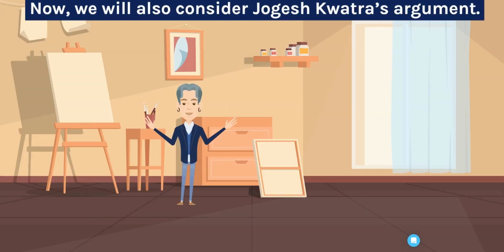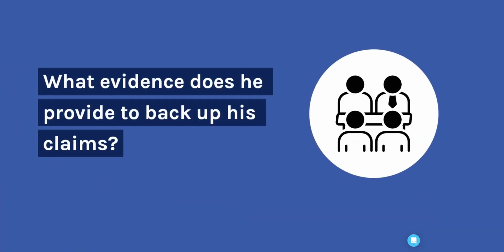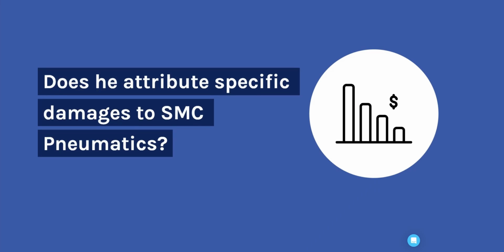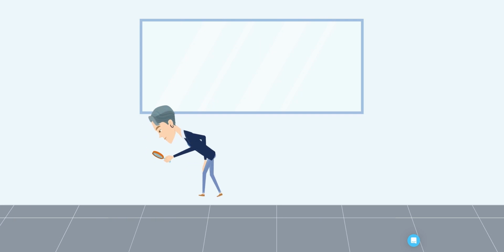Now, we will also consider Jogesh Kwatra's argument. What evidence does he provide to back up his claims? Does he attribute specific damages to SMC Pneumatics? This analysis connects the facts with the rules we discussed earlier.